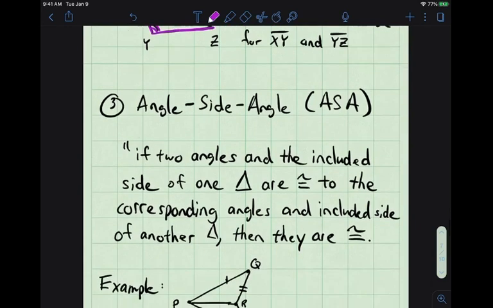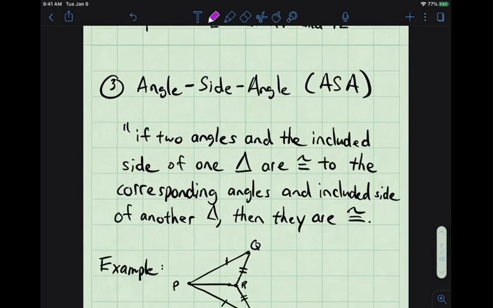By similar logic, here's angle, side, angle, ASA, and that's just like the previous one, but now it's an included side. Now your side has to be sandwiched between two angles. So angle, side, angle: if two angles and the included side of one triangle are congruent to the corresponding angles and included side of another triangle, then they are congruent.